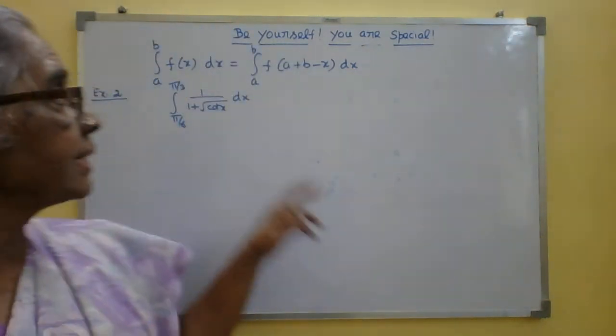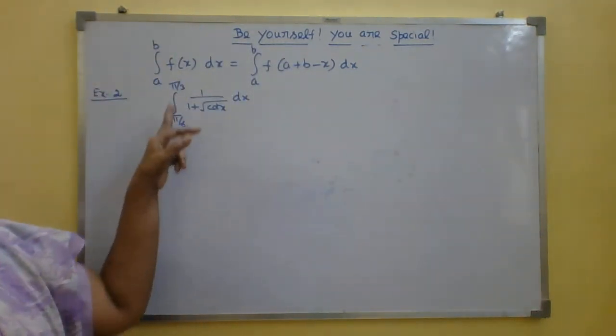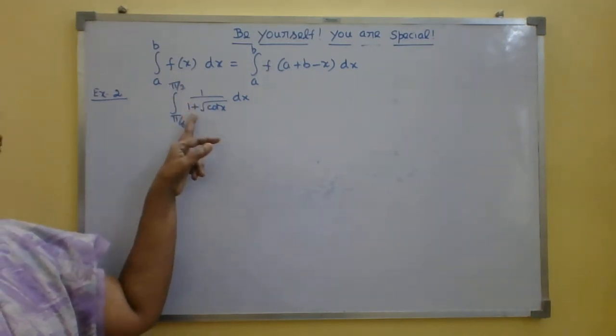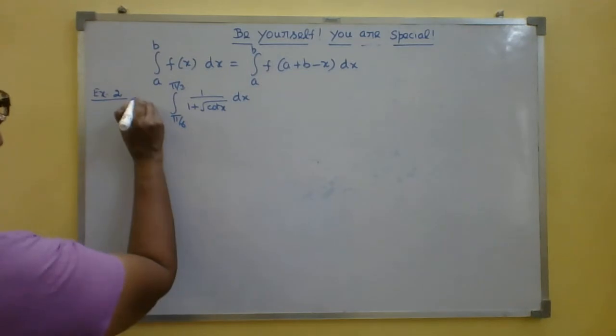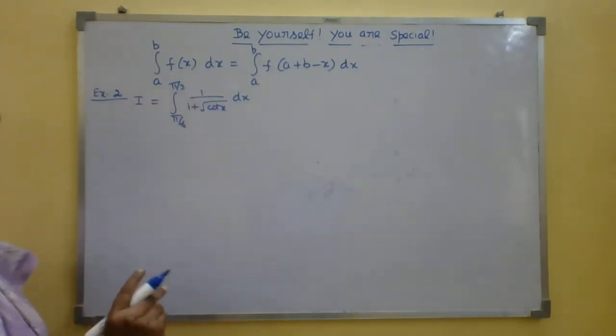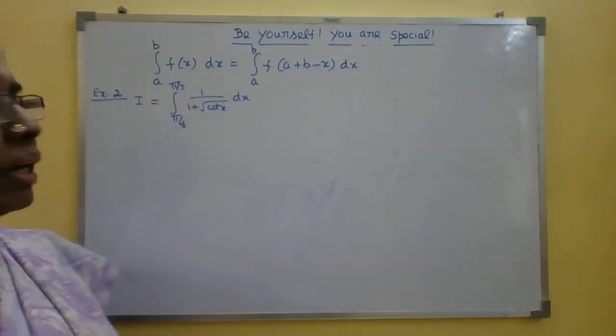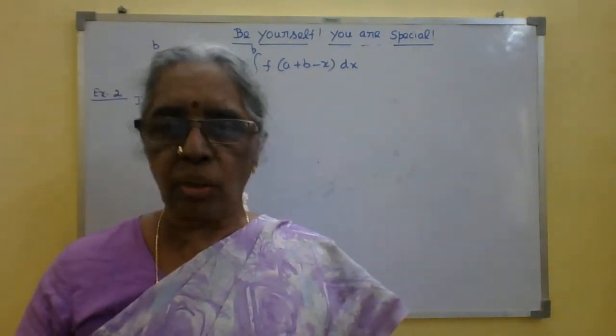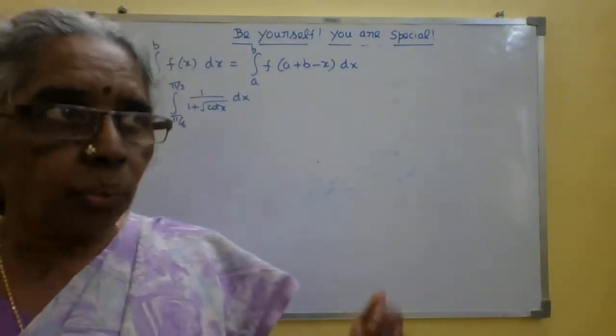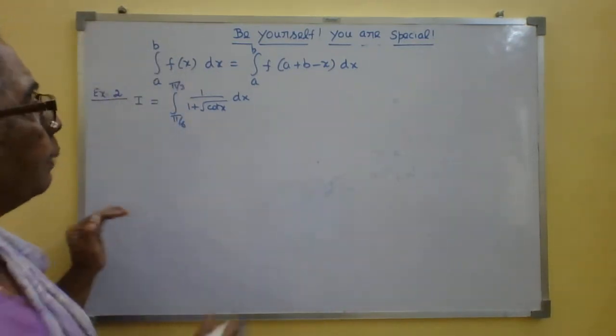Now, consider this example. You have integral pi by 6 to pi by 3, 1 by 1 plus root cot x dx. Okay, let us call this as I. I is equal to. Now, first, before proceeding to the sum, generally, whatever is given in tan or cot, we will be converting in terms of sine and cos. So, let us write root cot x as root cos x by root sine x.